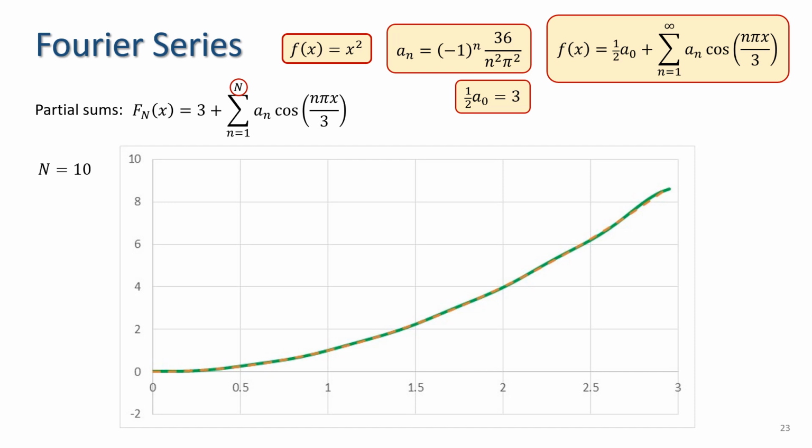We observe that the partial sums approach the original function with only a few terms. We say the series is converging quickly. Looking at the formula for an, we see that the magnitude of the coefficient is inversely proportional to n squared, which is why the coefficients get small quite rapidly as n increases.